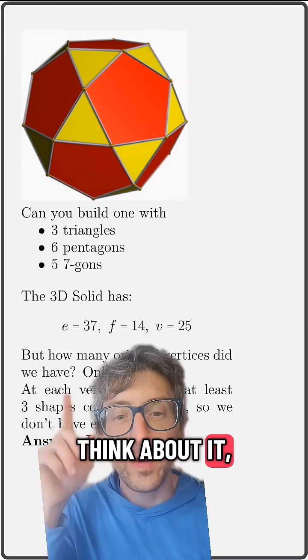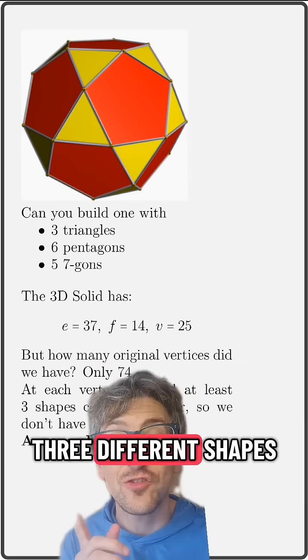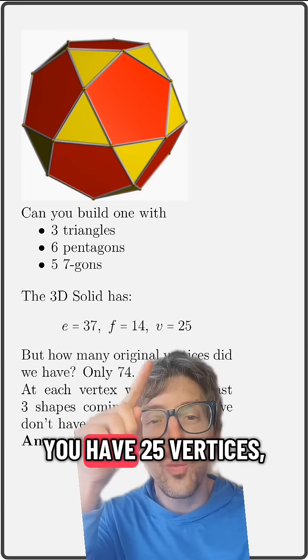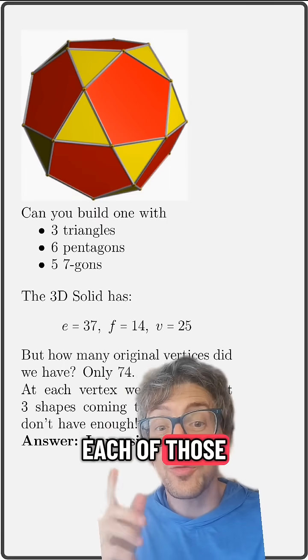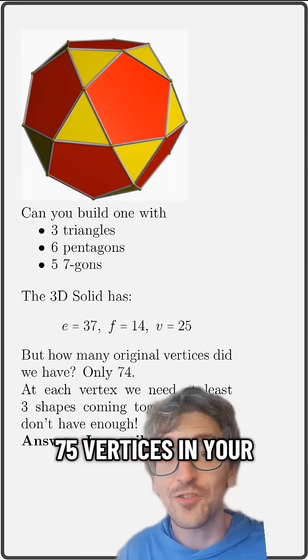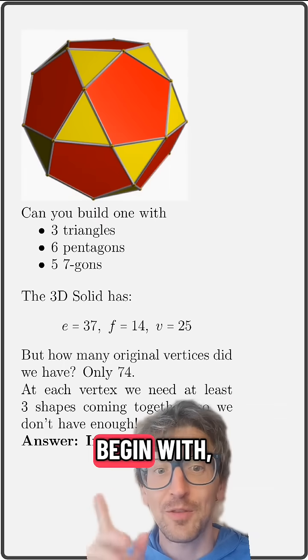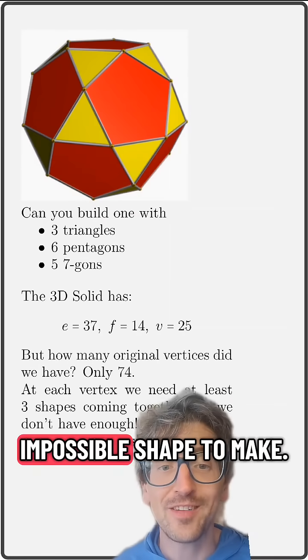But if you think about it, whenever you have a 3D shape, at every vertex, you have to have at least 3 different shapes coming together. And so if you have 25 vertices, each of those would originally have to be one of at least 75 vertices in your building blocks. And so since we only had 74 to begin with, you can count them up and see, this is an impossible shape to make.